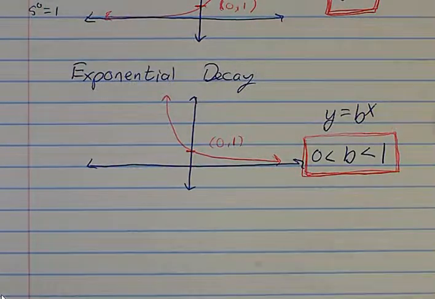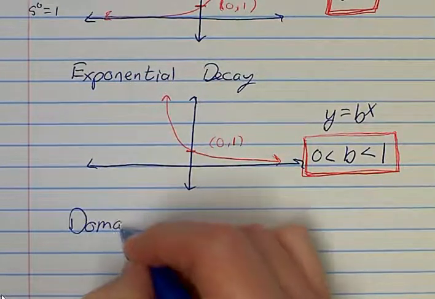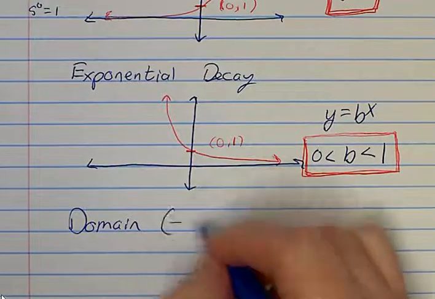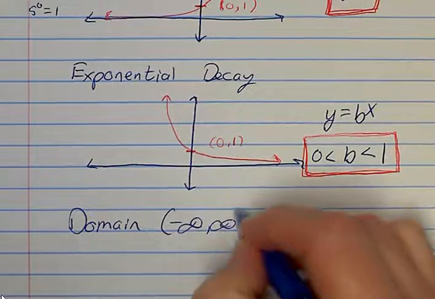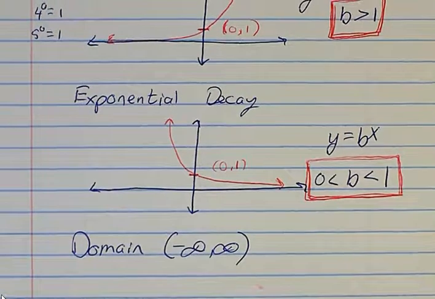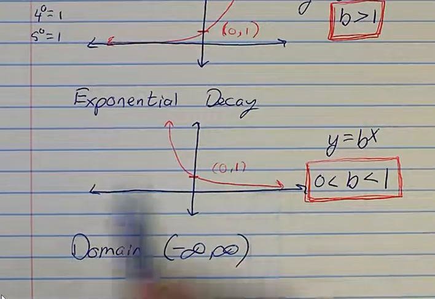Okay, so now whether you do exponential growth or exponential decay, either one of these two, your domain is going to be negative infinity to infinity. You can plug in any number you want into either one of these two equations, and you're going to get an answer off of it. And again, that's moving side to side.